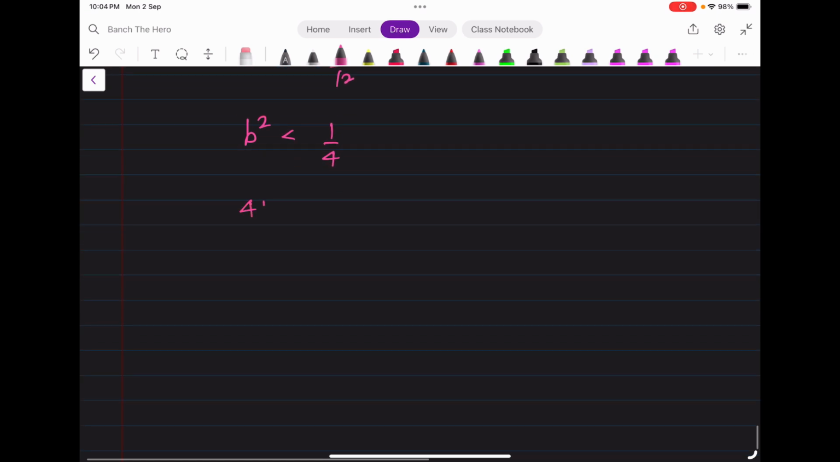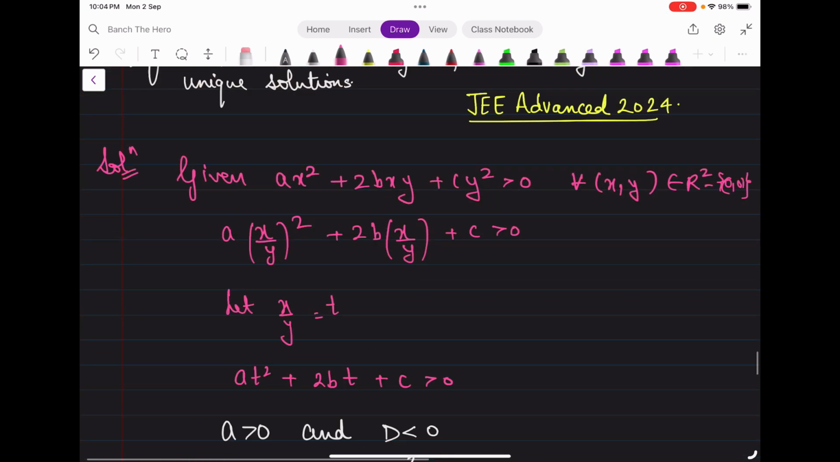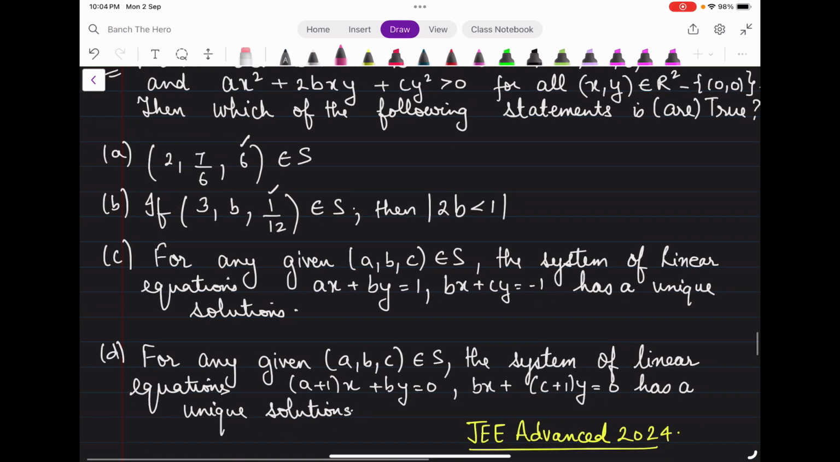Or we can say 4b square should be less than 1. Or can I write as 2b is less than 1? Yes or no? With the modulus. One and the same thing, right? So it means the second option was saying this thing only, that if this point belongs to set S, then 2b must be less than 1 with the modulus. So the first option, as we have rejected, the second is correct.